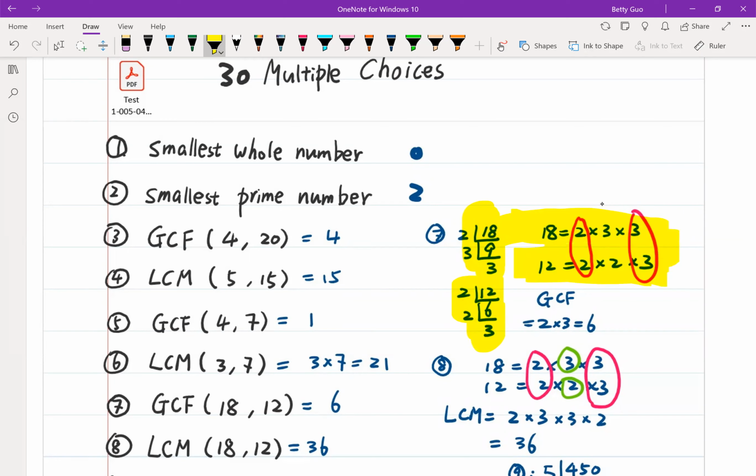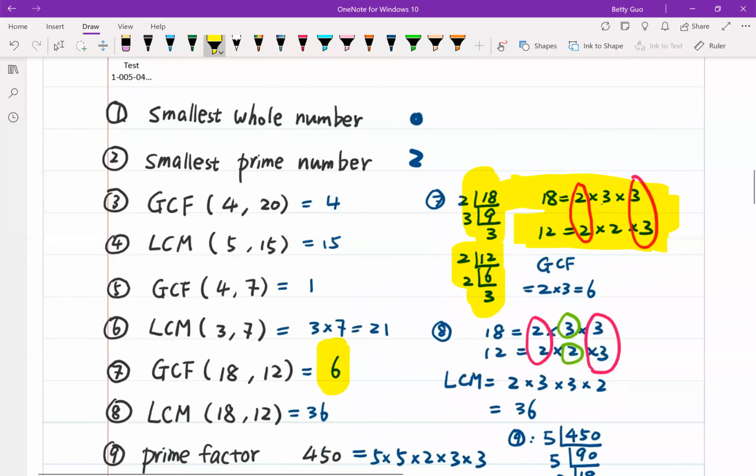Step 2, bubble common factor. 2 and 3 are common factors of 18 and 12. Step 3, multiply the two common factors. GCF equals 2 times 3 equals 6.